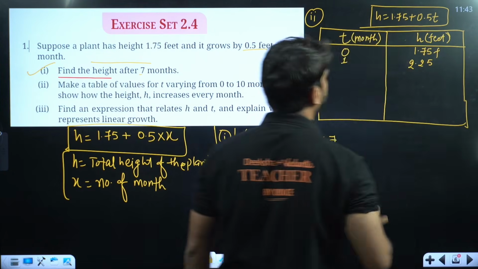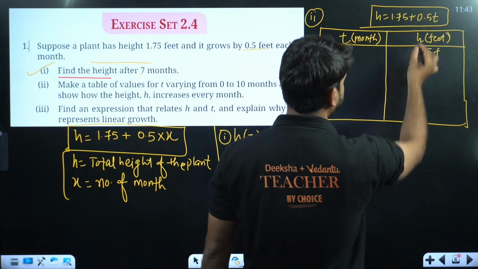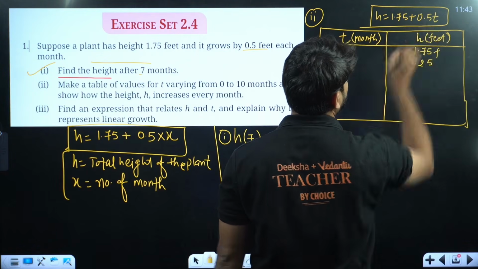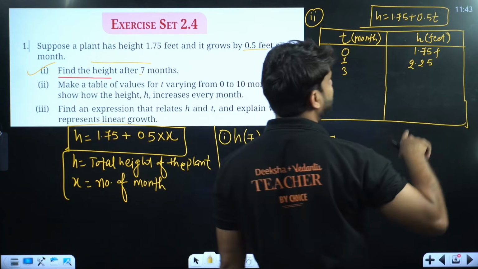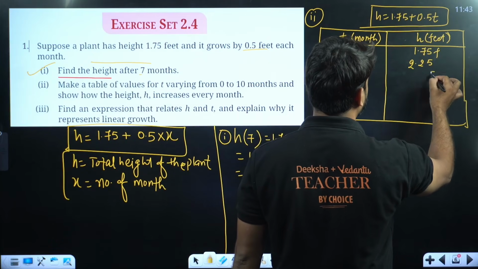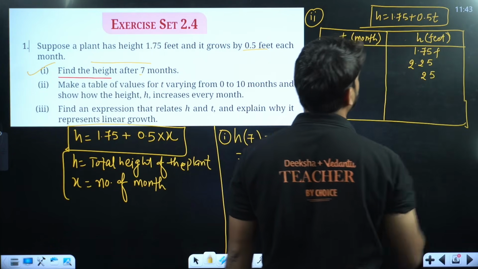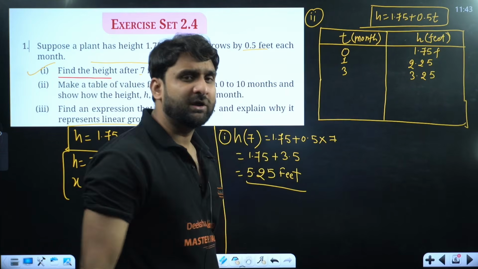This is 2.25. Similarly, for the third month, let's calculate. 1.75, and 5 3s are 15, so 1.5. So 1.75 plus 1.5 will be equal to 3.25. Now can you see here, champions?